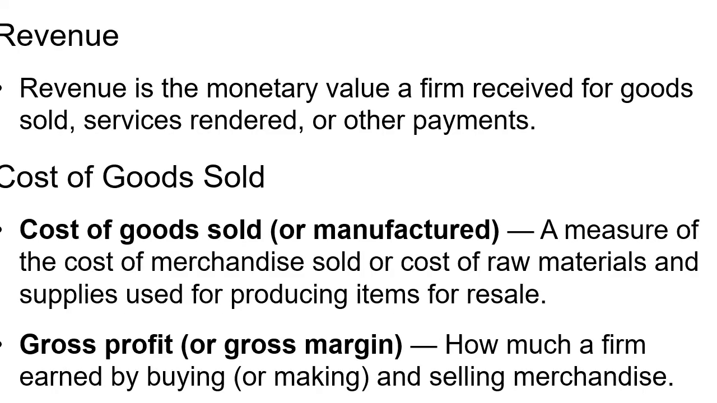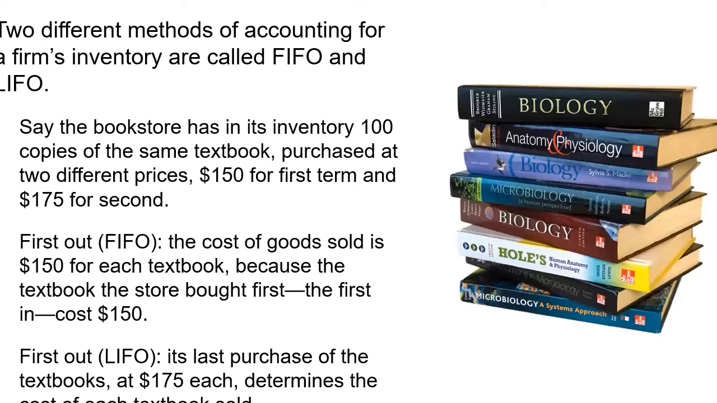So that being said, here is the cost of goods sold. It really is the cost of the merchandise or raw materials used for producing the item for resale. And so by the time you're done, how much the firm earned is the gross profit by buying or selling the merchandise. There are different ways you do things. This is called inventory. There are 2 general practices. Technically, there's 3, but for our class, we're going to talk about 2. One is FIFO and one is LIFO.